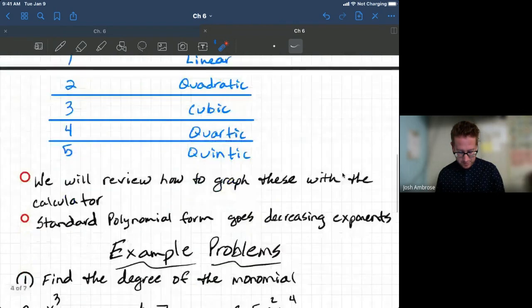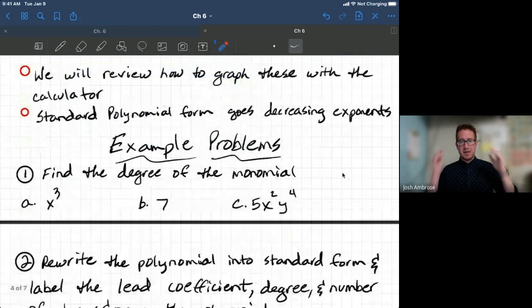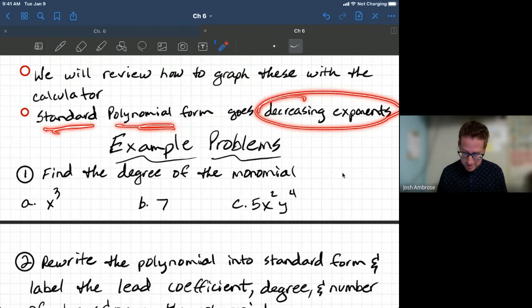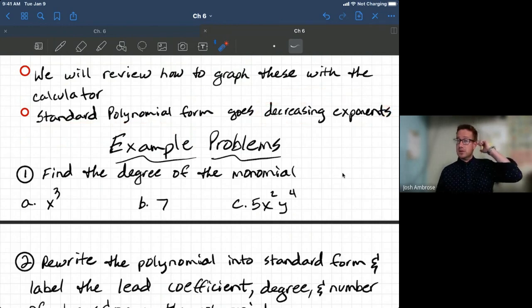The last little part, we're going to review again how to graph these on the calculator. By now, you should fully know how to use this graphing calculator in terms of plugging things into y equals. If you don't, you need to be asking questions. And if you're not asking questions, then help yourself out by looking at some old videos that I've made or looking up your own YouTube videos. The last piece here: standard polynomials go in decreasing exponent order. Start with the biggest exponent and work your way down. Okay, let's do some example problems.